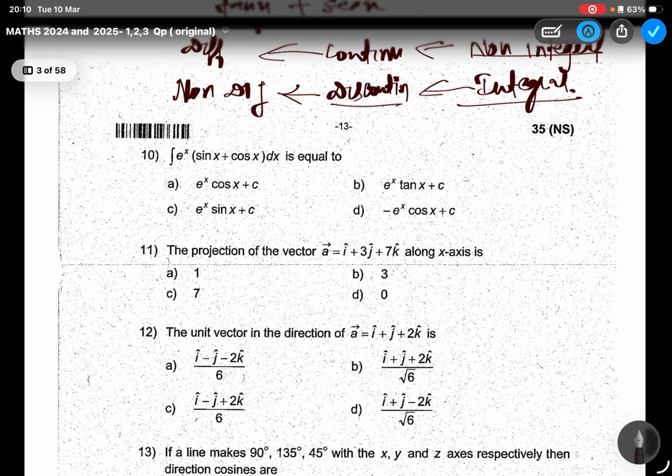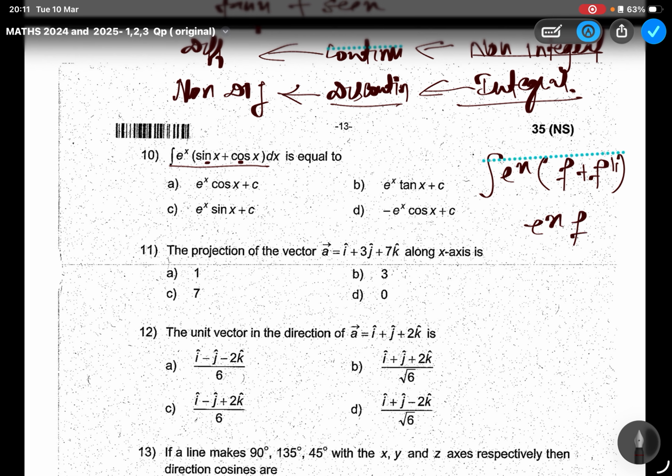And here the function is e to the power x into sin x plus cos x. One property is there: the integral of e to the power x into f of x plus f dash of x is e to the power x into f. Here the differentiation of sin x is cos x. It means sin x is f, and cos x is f dash. So e to the power x into f plus f dash, then the answer will be e to the power x into f. Then the answer is e to the power x into sin x.